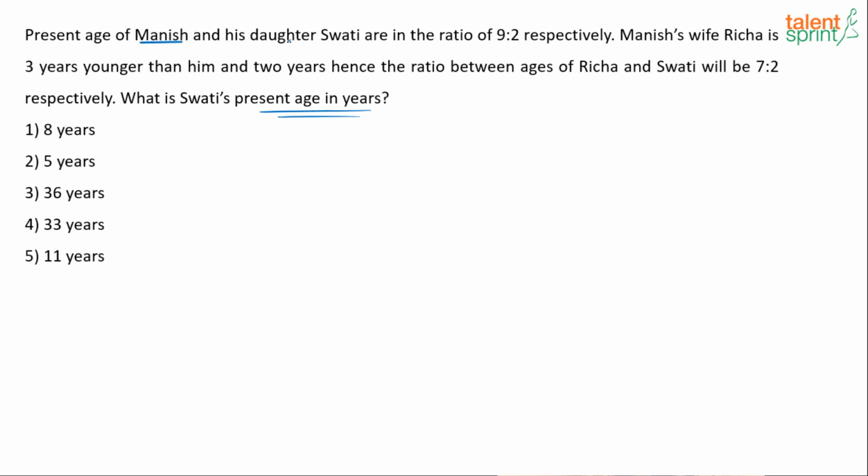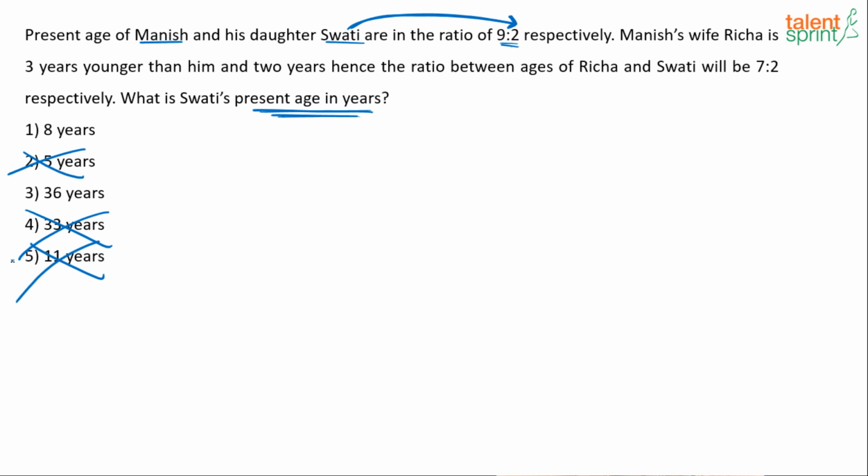See, present ages of Manish and his daughter Swati are in what ratio? 9:2. Which means Swati's present age should be a multiple of 2. Yes or no? What is he asking us to find out? Same thing. Swati's present age in years. So check which options are multiples of 2. Is 8 a multiple of 2? Yes. So possible. Is 5 a multiple of 2? No. Not possible. Is 36 a multiple of 2? Yes. So this can be a possible answer. Is 33 a multiple of 2? No. Is 11 a multiple of 2? No.